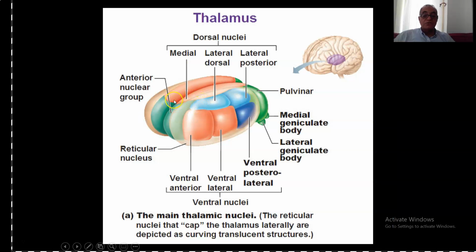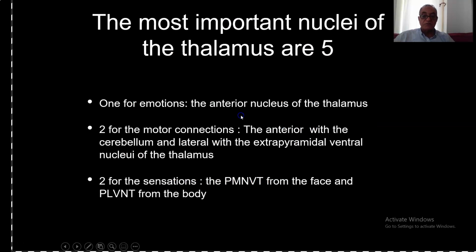This is another view of the thalamus. We change the direction. So here is posterior, the pulvinar. Here is the anterior nucleus of the thalamus. And here is the lateral part of the thalamus, which is our main concern, divided into the dorsal, the lateral dorsal, and the lateral posterior, and the ventral part, anterior ventral, lateral ventral, and posterior ventral nucleus of the thalamus.